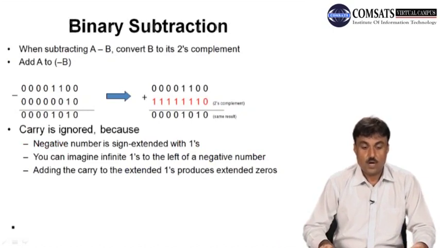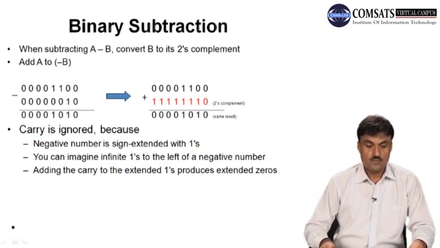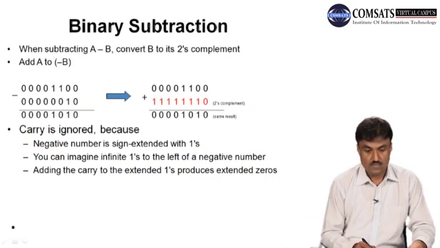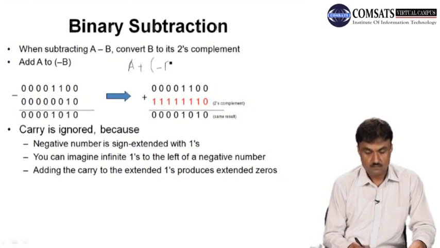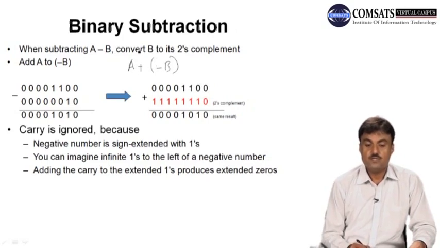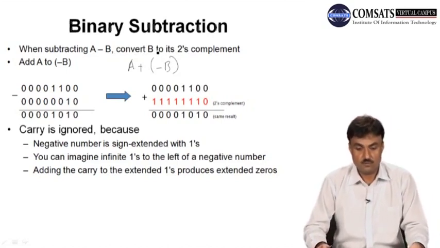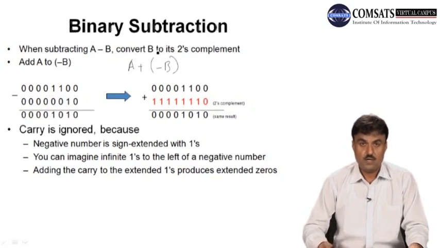In this slide, we will see how to perform binary subtraction. When we subtract value B from A, so A minus B, another way to perform it is A plus minus B. This is the same representation. So what we have to do is convert this B value into negative, or into 2's complement, and perform addition. We don't need a separate, additional, or extra circuit for subtraction. We can use the same circuit for addition to perform subtraction also.